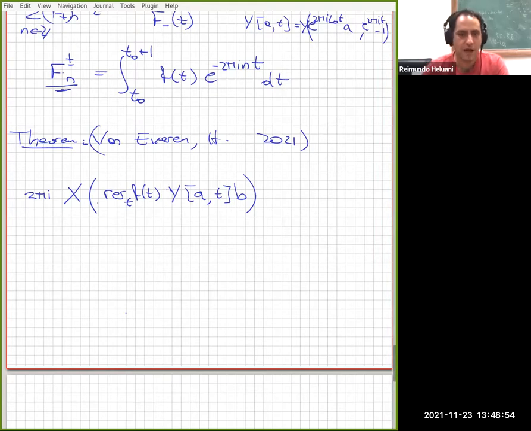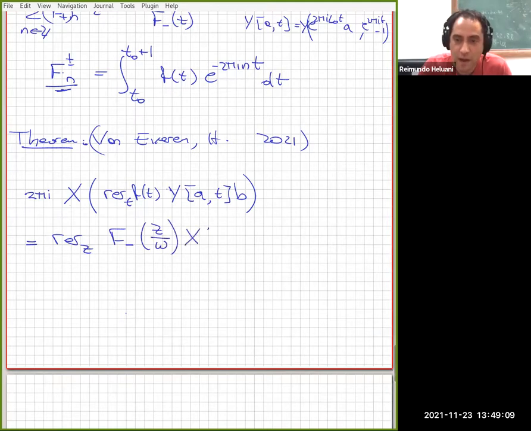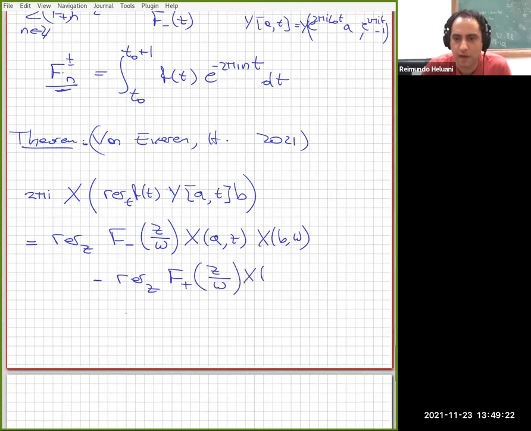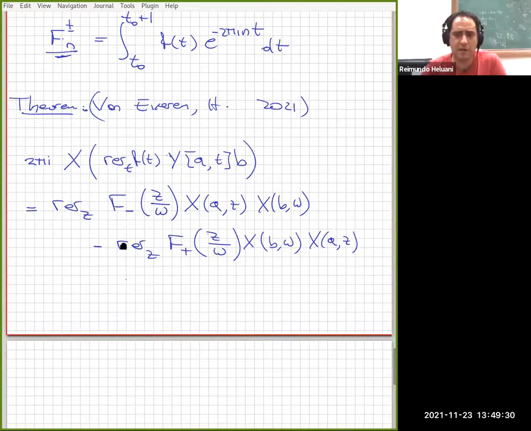So that's this. And the right-hand side has the Fourier expansions of these guys. So it has the Fourier expansion on the minus domain of z over w, x of a z, x of b w, minus the Fourier expansion on the plus side, z over w, x of b w, x of a z. So that's the theorem. I can tell you in a bit how to prove this theorem.